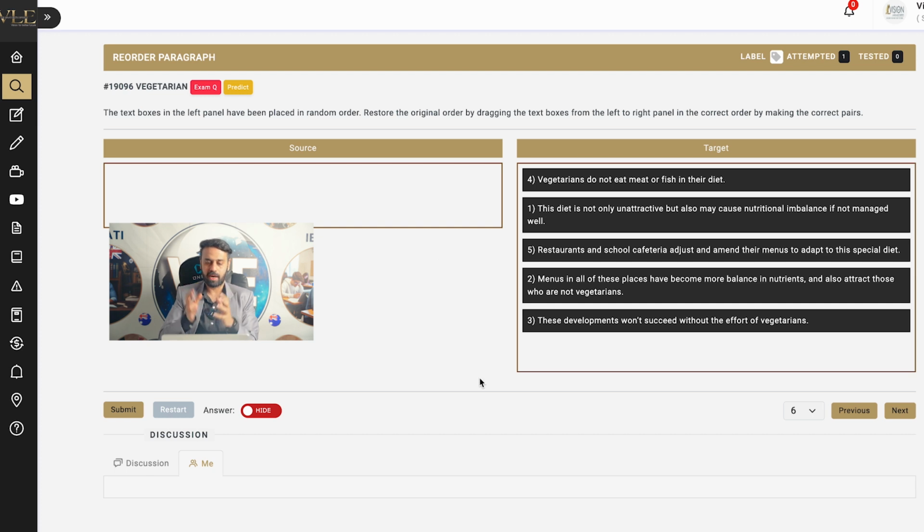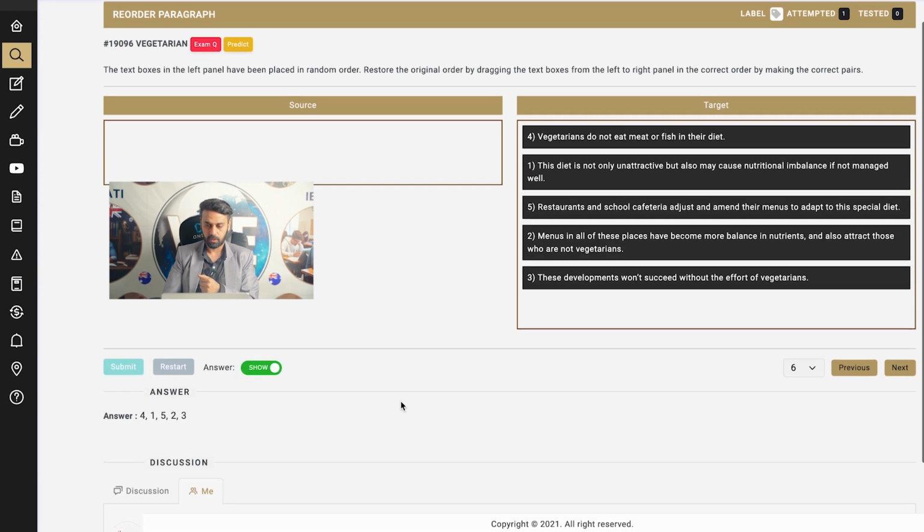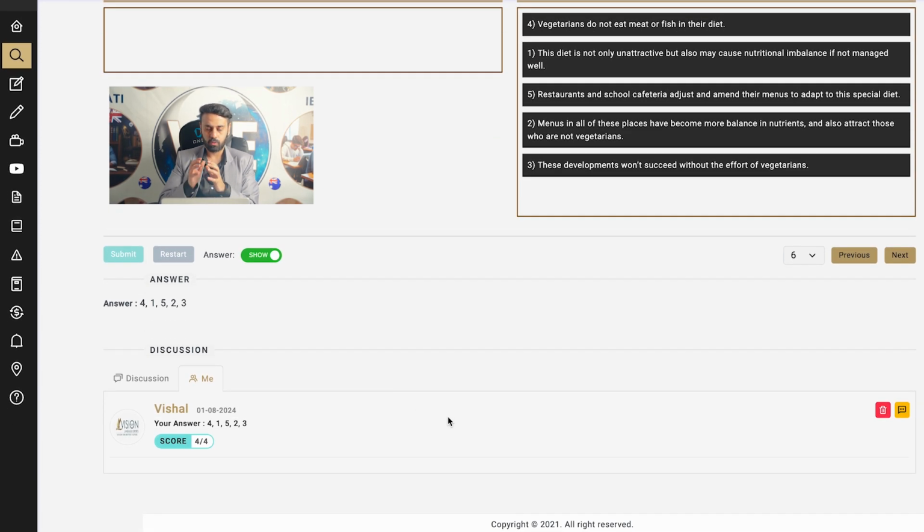But if I read the entire sentences, will they give me the sense that this is making a story? Let's do that and let's identify. Vegetarians do not eat meat or fish in their diet. This diet is not only unattractive, but also may cause nutritional imbalance. Restaurants and school cafeterias adjust and amend their menus to adapt. Menus in all these places have become more balanced in nutrients and also attract those who are not vegetarians. These developments won't succeed without the efforts of vegetarians. Yes. Now let's submit the answer. Yeah, there we go. So we got 4 out of 4.